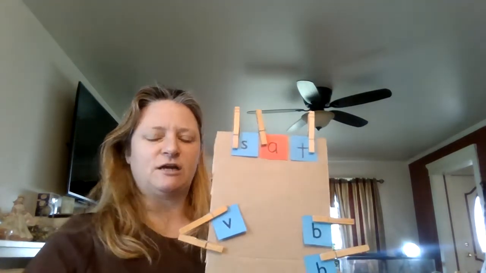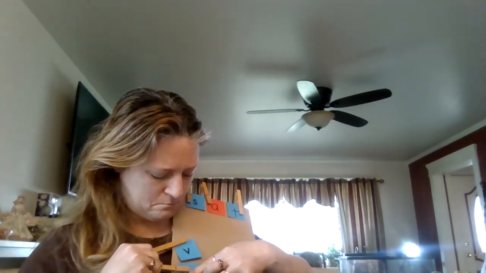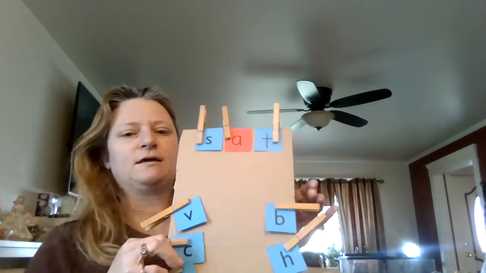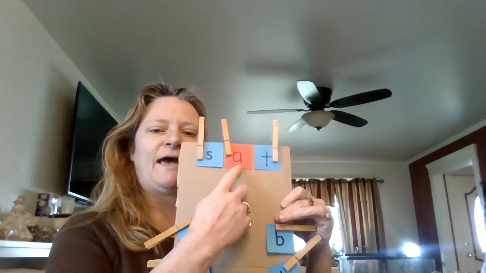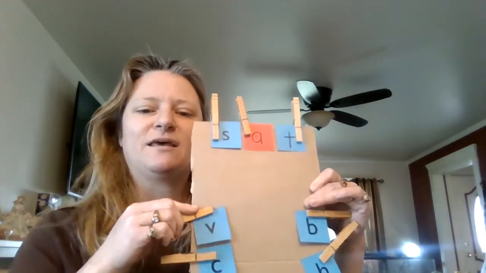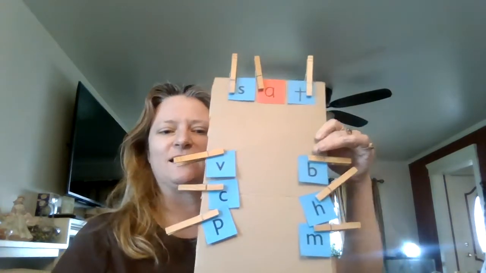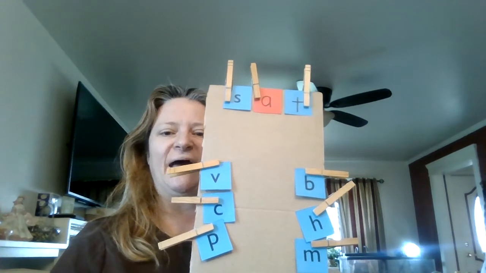Now let's double check. I don't want to lose my C, so I'm going to put my C back here. Let's double check and see if we got the right word. Sound it out. S, at, sat. Good job. Now we're going to change sat to the word bat.